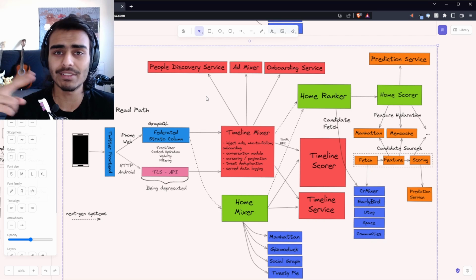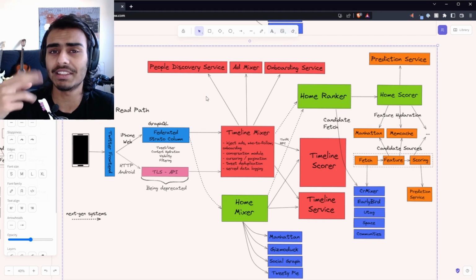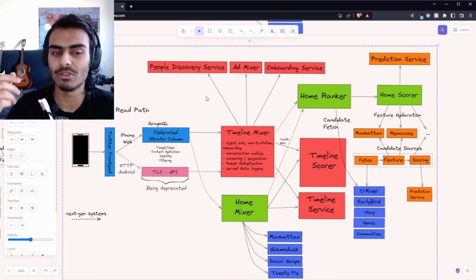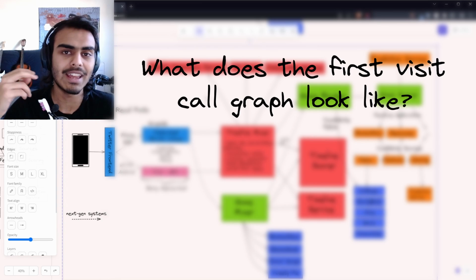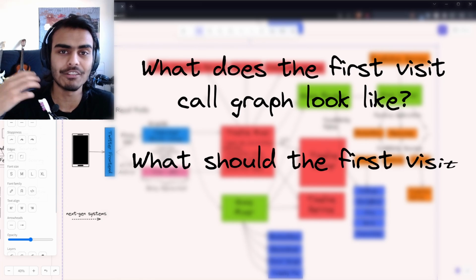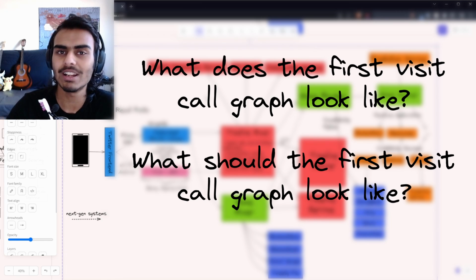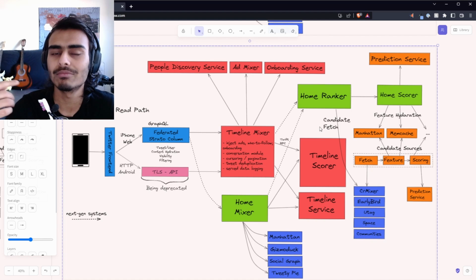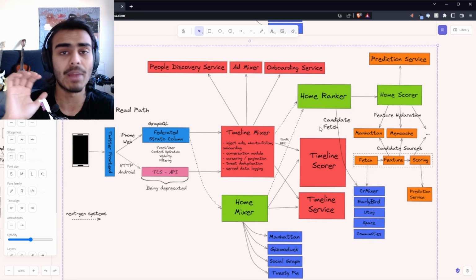So based on those two pieces of information, the caption read path and the next-gen system arrows, we can come to a conclusion that there are two questions that this diagram is supposed to answer. The first one, what does the first visit call graph look like? And the second question is, what should the first visit call graph look like? Now, first visit call graph, it's the same thing that I mentioned before. It's what happens in the system when you first open Twitter and how the application tries to render your home page. The first question of what it looks like right now is the current system, and the second question describes the next gen system. Now, in this diagram, we see kind of a mesh of both.